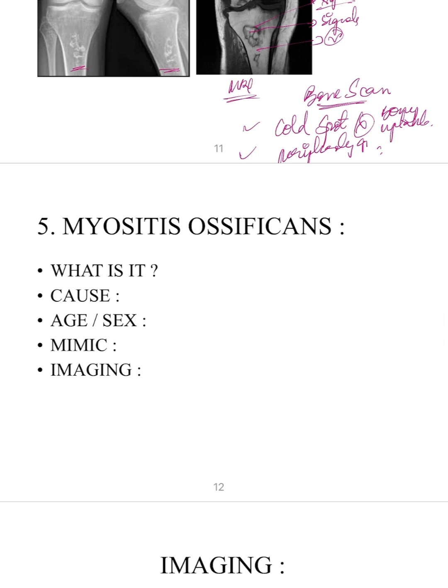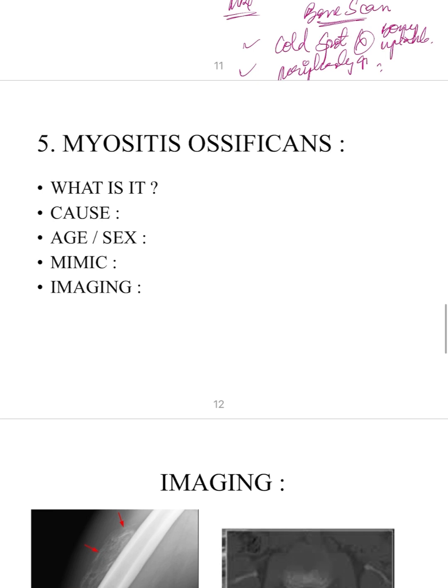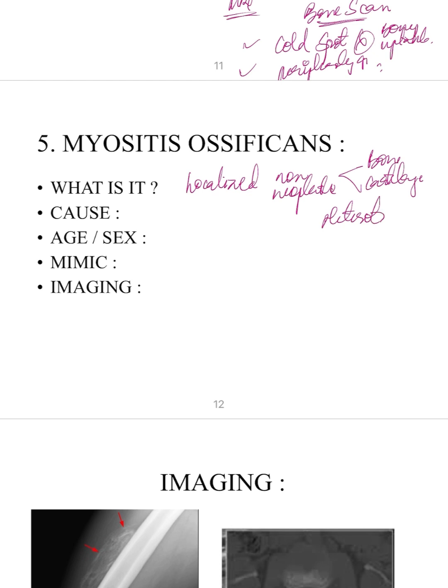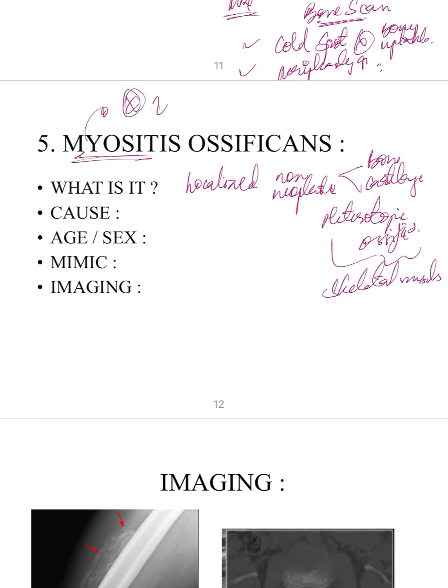Just moving on to the next important thing, which is myositis ossificans, where there is extraosseous localized non-neoplastic bone. It's non-neoplastic, that is the important thing. So bone and cartilage is formed. Why is it formed? Basically because of heterotopic ossification. It occurs mainly in skeletal muscles. However, remember this is a misnomer as there is no inflammation.